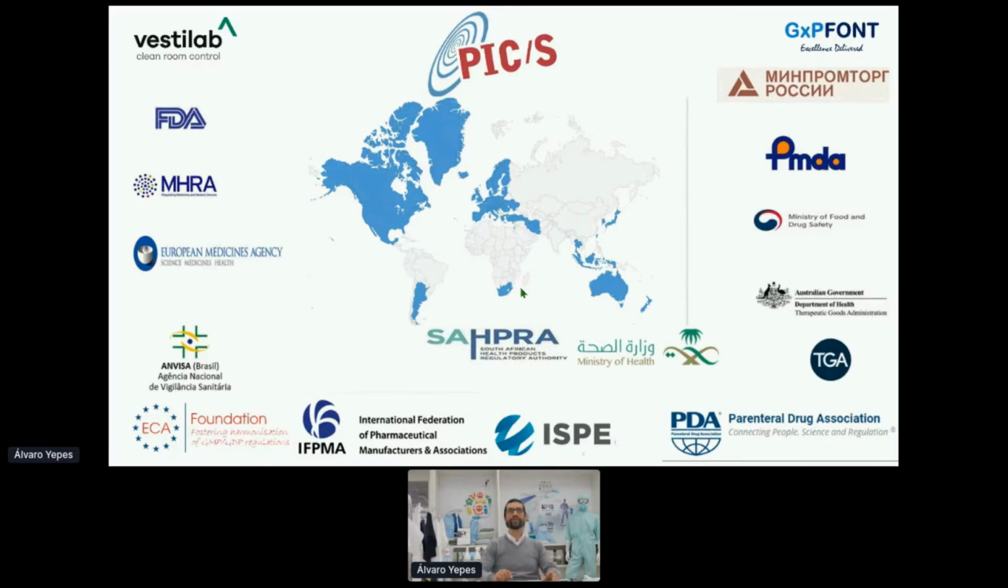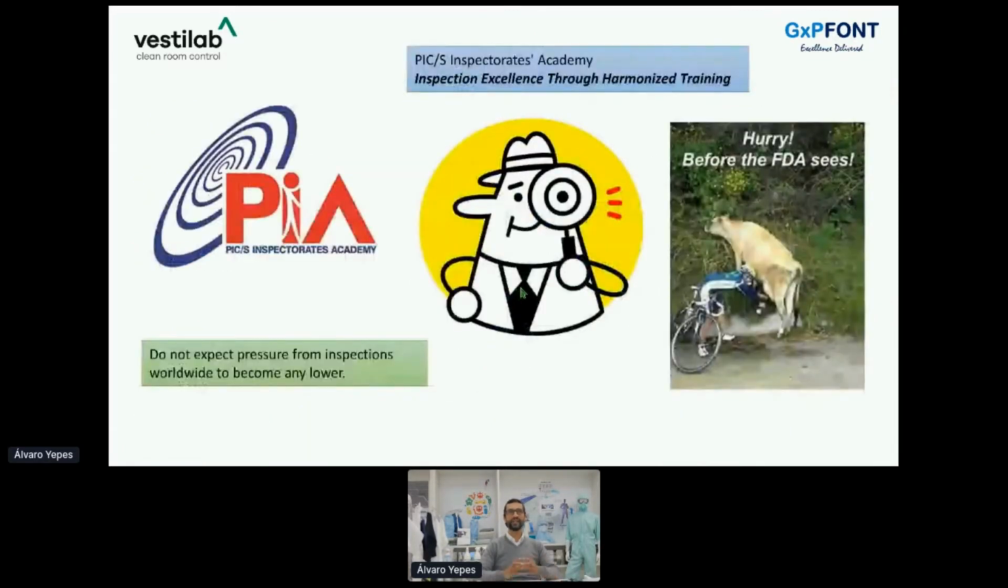And also, it's important to understand that inspectors worldwide, even though their countries are not part of PICS, are attending training sessions from the PIC Academy, which at the end of the day wants to harmonize and have a common way to use risk assessment in the way they do the inspections.